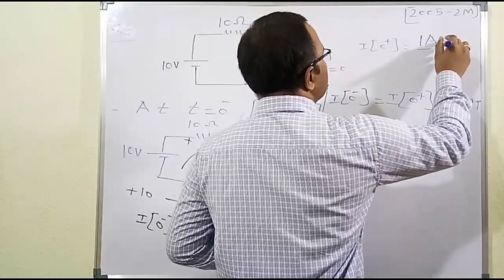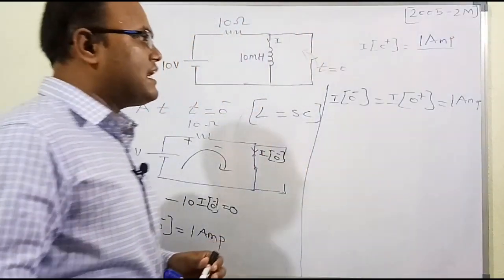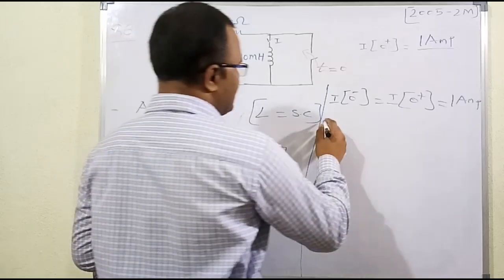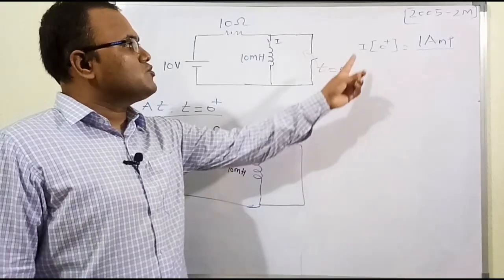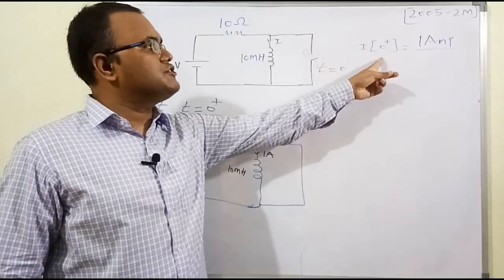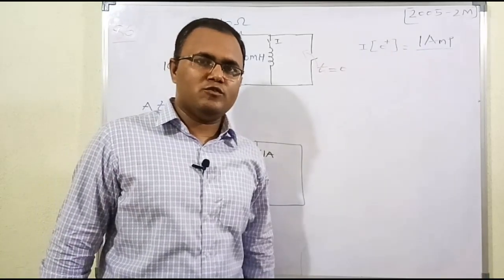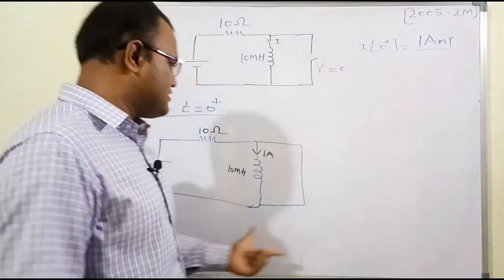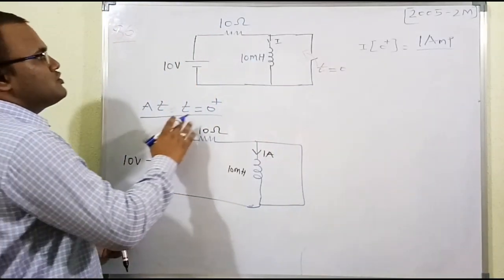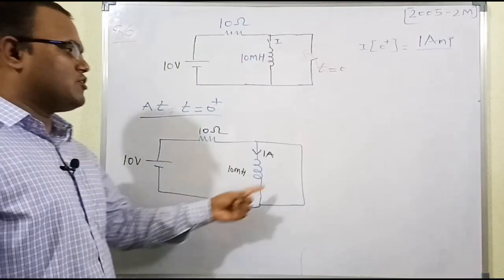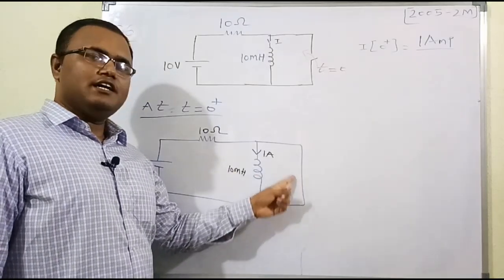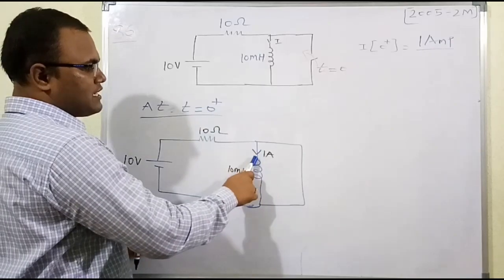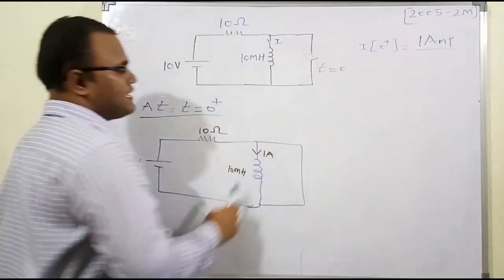But we will do somewhat more analysis in this circuit. Our required answer is I of 0 plus is equal to 1 ampere, but even though, we will do more analysis and figure out a very interesting concept. See here, at t is equal to 0 plus, the circuit is like this. Because the switch is closed, I have written it as a short circuit. The current in the inductor at t is equal to 0 plus is 1 ampere, so I have written it as 1 ampere.